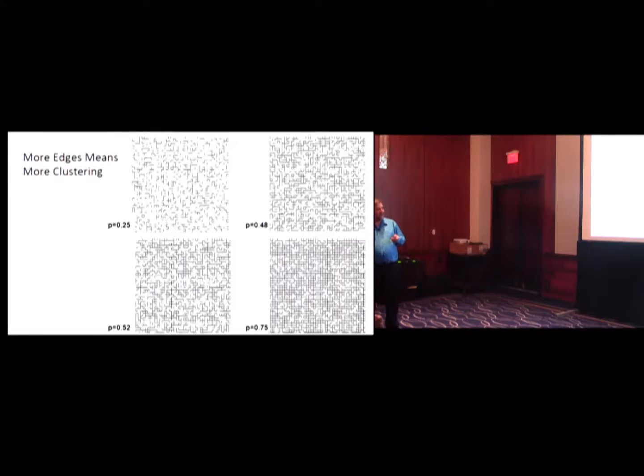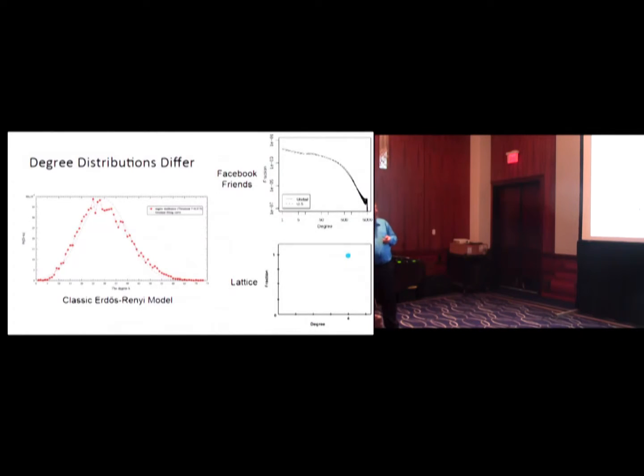But that's not the only thing that affects what's going on. Another thing is what the degree distribution looks like. So these are three examples of different kinds of distributions. Of course, if you have a lattice, then all the degrees are the same. This is the distribution of the number of friends people have on Facebook. And it follows what's called the power law distribution. So the probability that you have degree x is like x to the minus beta for some beta.